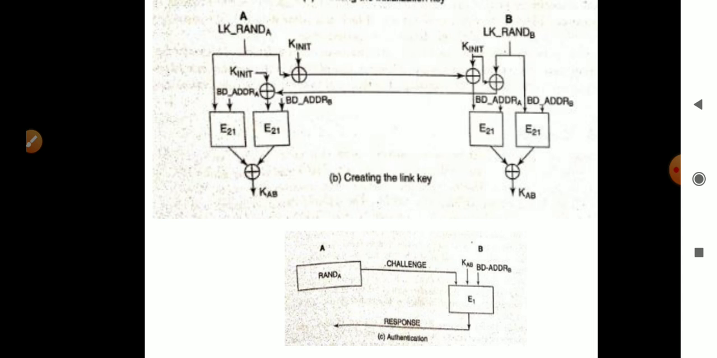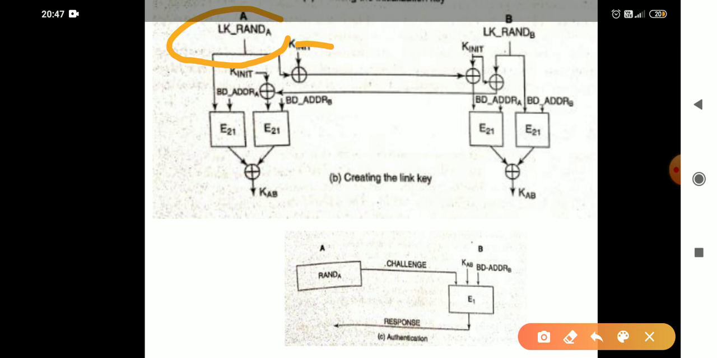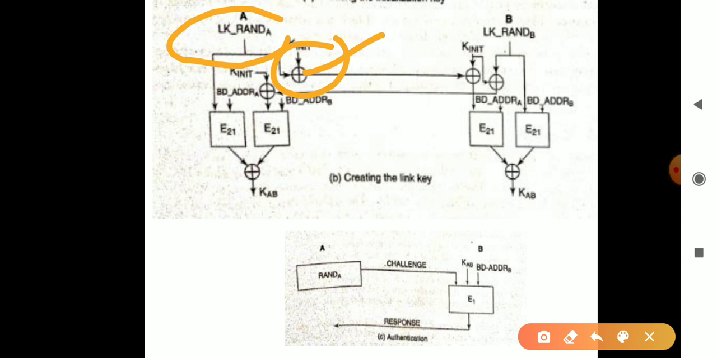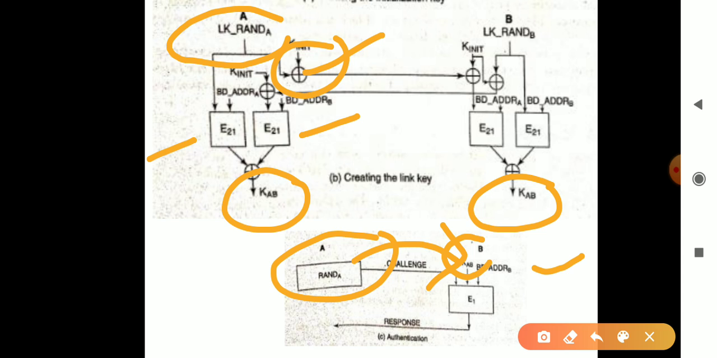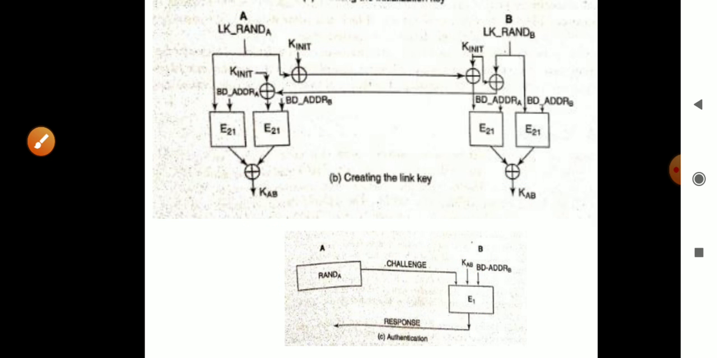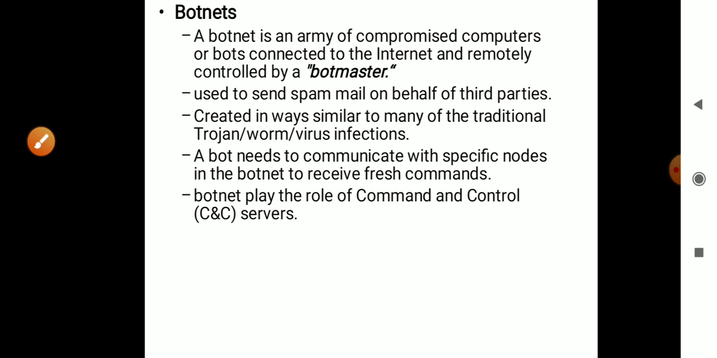The next one is the link key, that is, how it is exchanged. Here a random value is generated, the initialization vector, and an XOR operation is performed using the E21 algorithm, and finally a key is shared for creating the link. Once these values are generated, the random value is sent to user B. It looks for this address and the key it wants to share, KAB, and sends it back to user A. This way the link is established and communication takes place.